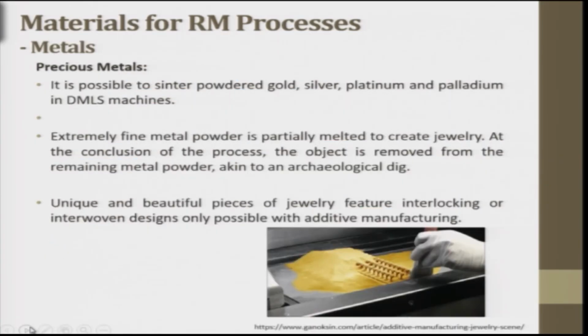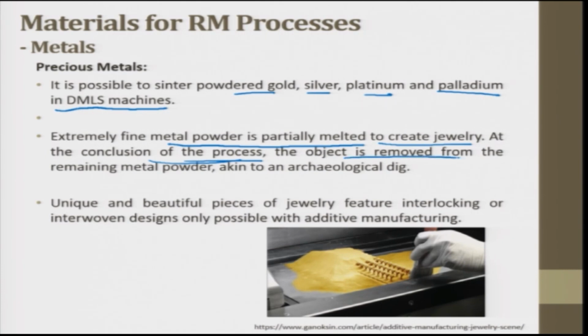Next is precious metals. It is possible to sinter powdered gold, silver, platinum and palladium using direct metal laser sintering machines. Extremely fine metal powder is partially melted to create jewelry. At the conclusion of the process, the object is removed from the remaining metal powder, akin to an archaeological dig. So these fine parts can be produced using the direct metal laser sintering processes.